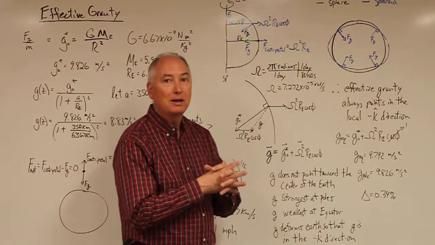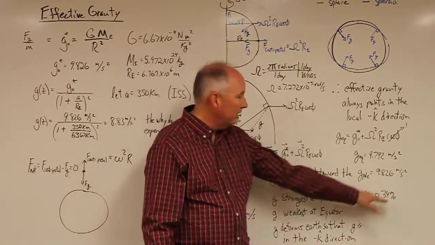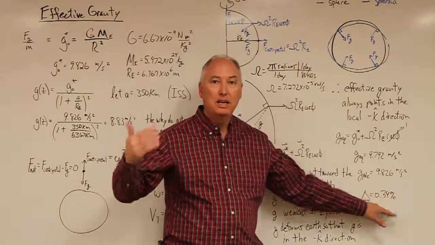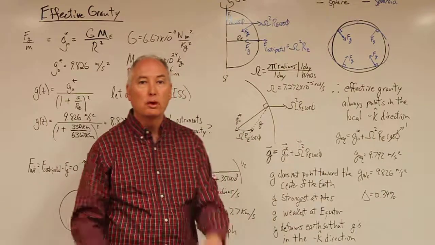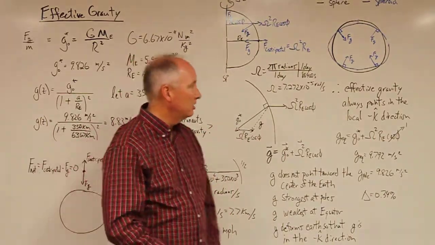Because we're talking about gravitational potential energy, and if my potential energy is off by 0.34%, that error is going to propagate in everything that happens after that. So we want to have the energy of an air parcel as accurately as possible.